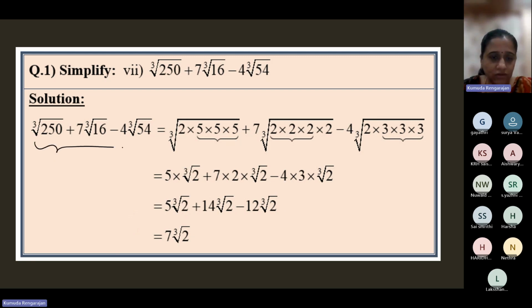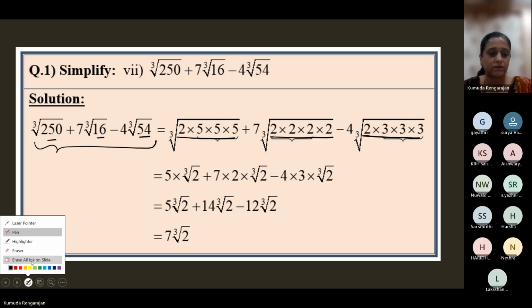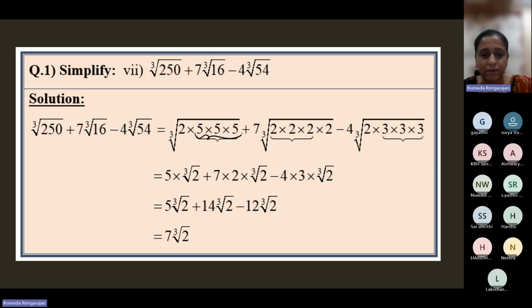This is the given question. The first step is to write the numbers under the radical sign as a product of their primes. Now from 3 equal primes, 1 comes out. So from 3 5s, 1 5 out. This 2 remains under the cube root, so cube root of 2. There's already a 7 here, so plus 7. From 3 2s, 1 2 out, and this 2 remains under the cube root.